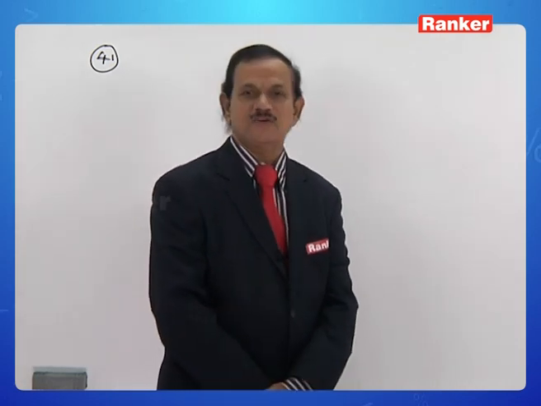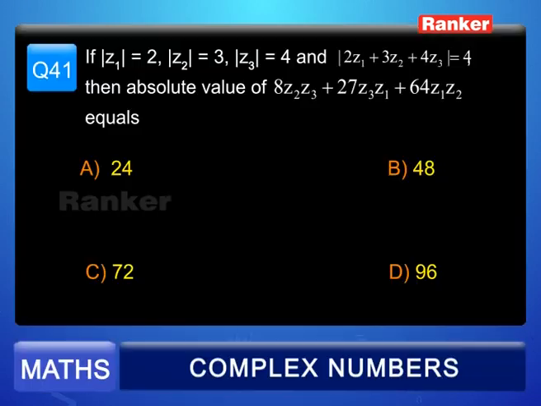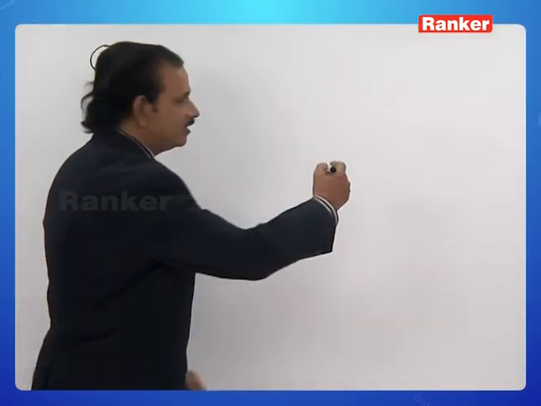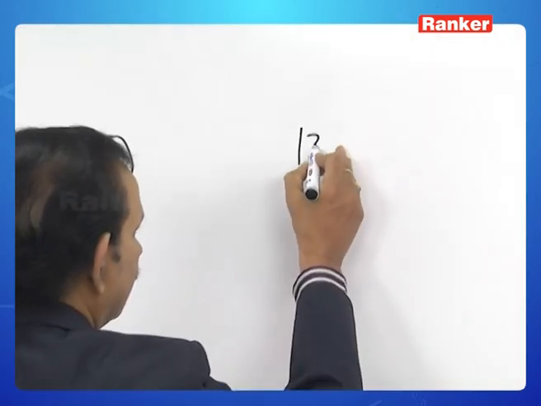Let us now try to calculate. It is of course one of the most simplest questions. It has given us four options. The first option is 24, second option is 48, option C is 72 and option D, that is the fourth option, is 96.